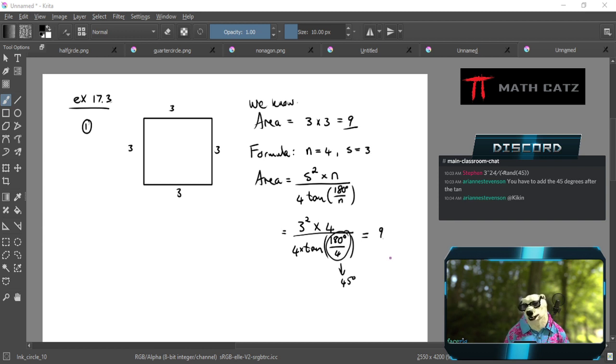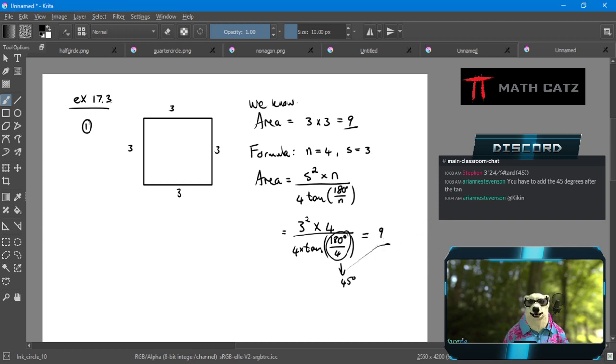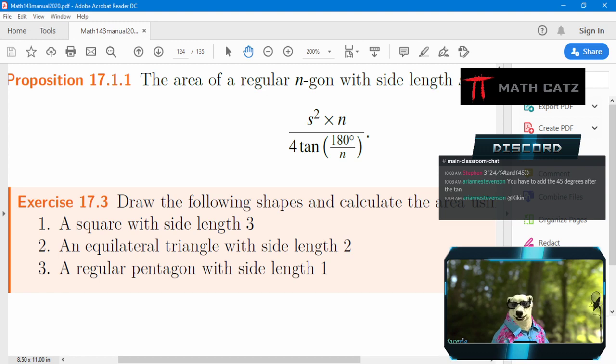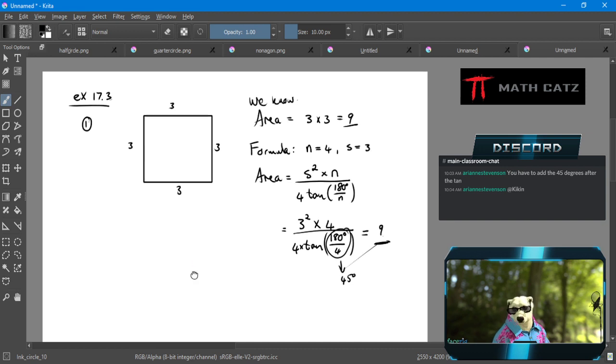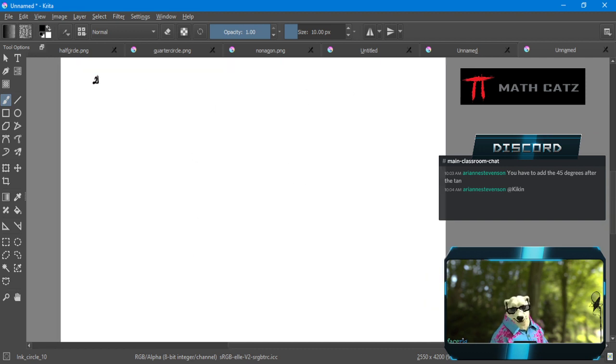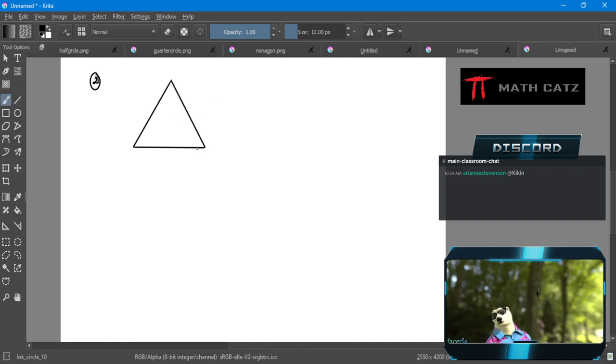So I do get the same answer. That's good. So I'm beginning to trust my formula a little bit more. What is the next one? That is an equilateral triangle with side length 2. Let's move up here. Number 2, triangle. Of course, this formula only works for regular shapes. So side length 2 and 2.